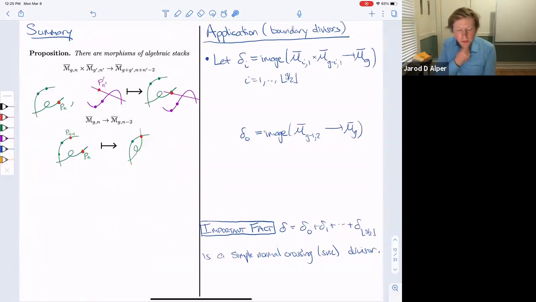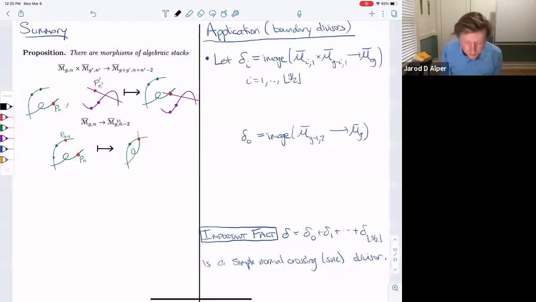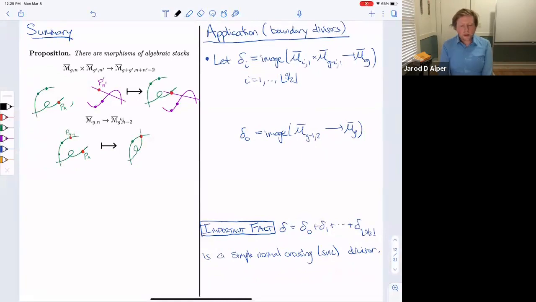But I'd like to summarize what we just showed. We showed that there's two morphisms, again, I got this is G plus 1. There's two morphisms allowing us to glue sections together. And one reason why we care about this is that it'll allow us to define boundary divisors.